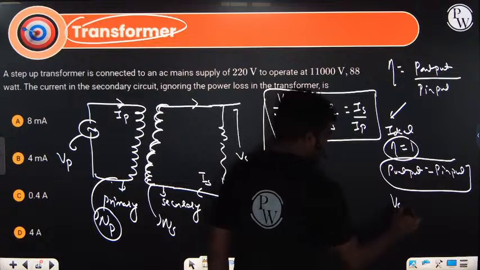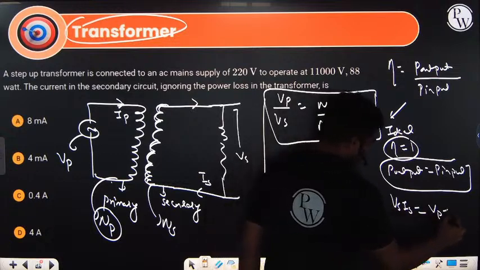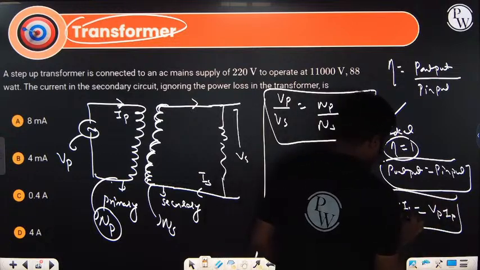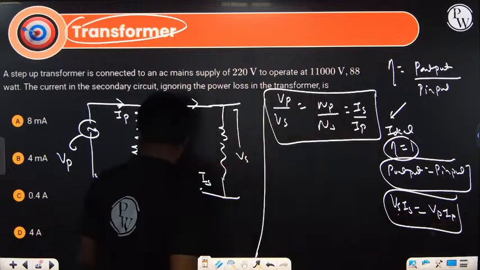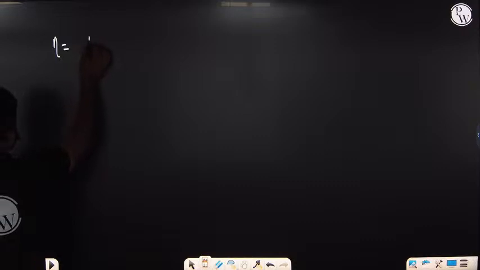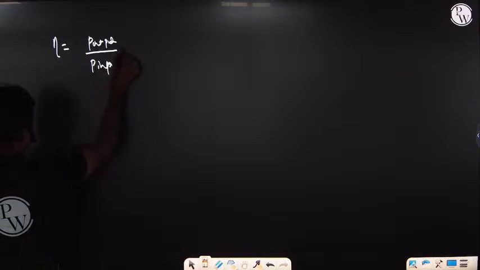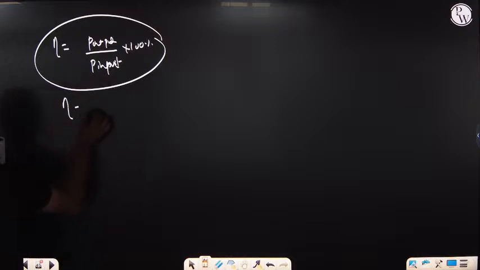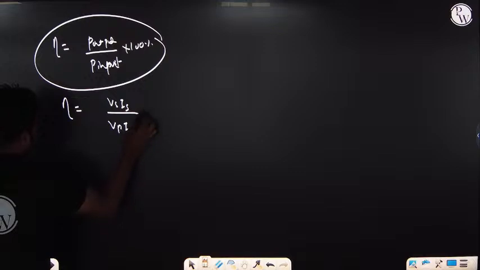So Vs into Is equals Vp into Ip. This is the output power and this one is the input power. If the transformer is not ideal, eta is given by output by input, and if they ask in terms of percentage, multiply by 100%. So eta is given by output power Vs into Is divided by Vp into Ip, multiplied by 100%. This is the efficiency of the transformer.